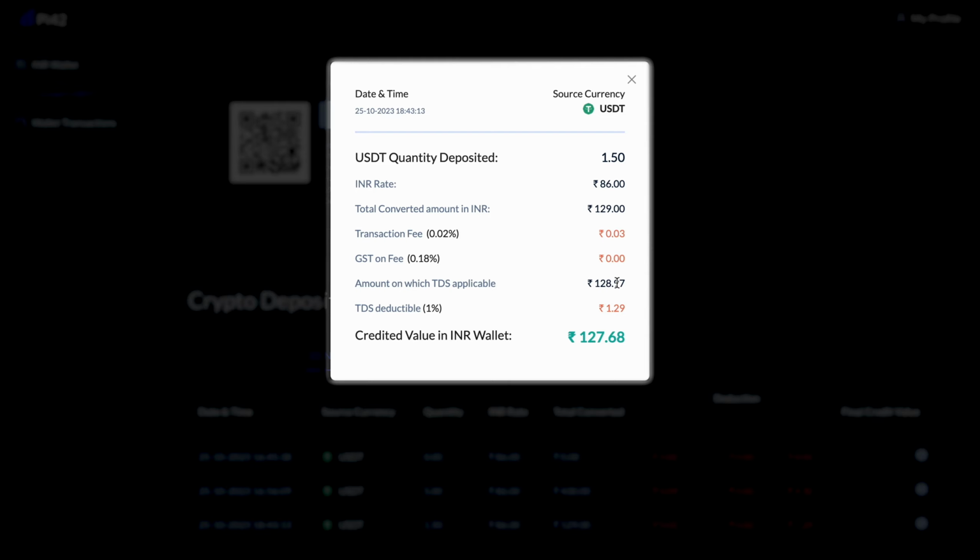With Pi42, experience a crypto to INR journey that's swift, secure, and straightforward.